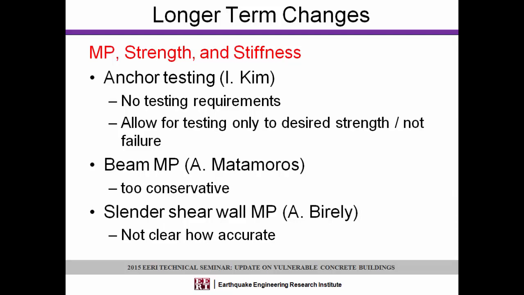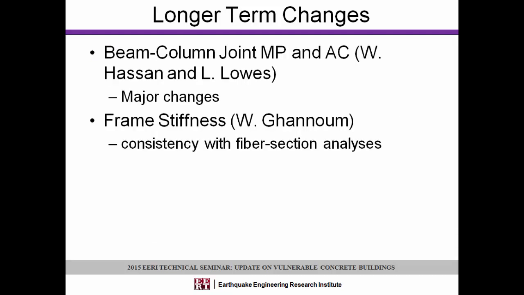We're looking at changing the beam modeling parameters since the columns have been shifted so much from very conservative to median values now. The beams are left at very conservative, and so now beams will fail, even though they should not in your analysis. So Professor Matamoros is looking at this one. Looking at the modeling parameters of slender shear walls, we're not sure how accurate the current provisions are, so Professor Bayrak at A&M is looking at that. Beam column joints, Hassan and Laura Lowes are looking at that. Expect major changes there. There's a lot of things coming out of the Grand Challenge and other work that are going to fit into it. And I'm hoping to bring the frame stiffness in line with the wall stiffness.